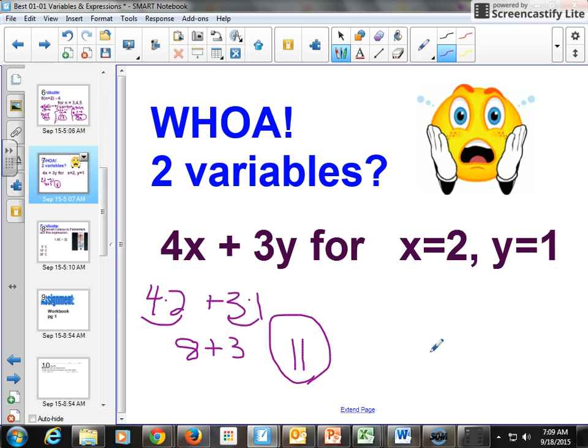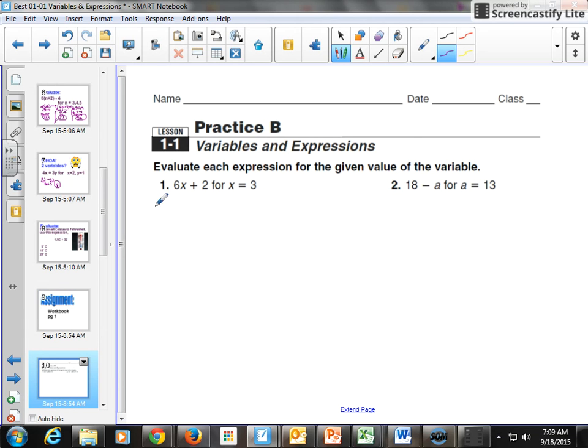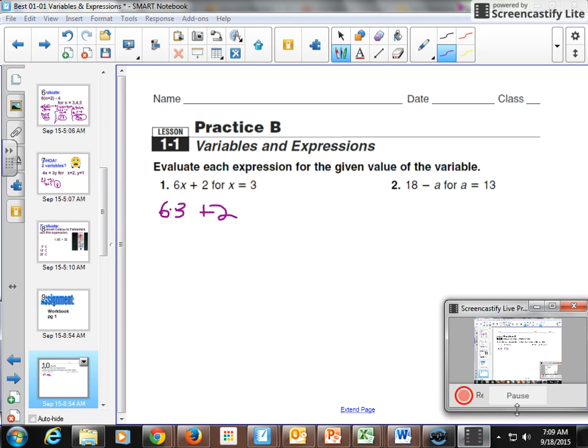And so now you can evaluate algebraic expressions. Your assignment is to open up your workbook and work through page 1. On this, with similar problems like this, I want you to show me your work. Don't just give me the answers. I literally want you to write 6 times 3, with a multiplication dot, and plus 2, and evaluate from there. So don't just write an answer. I need to see your work. Good luck, get started, and let me know if you have questions.